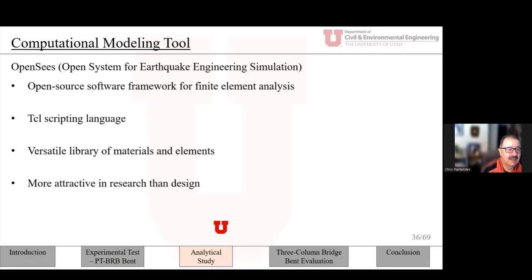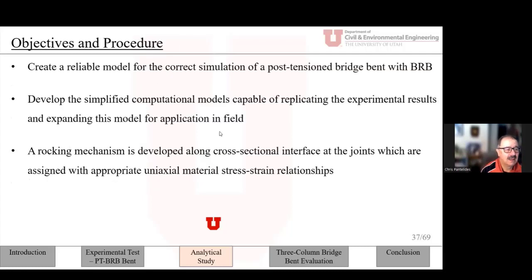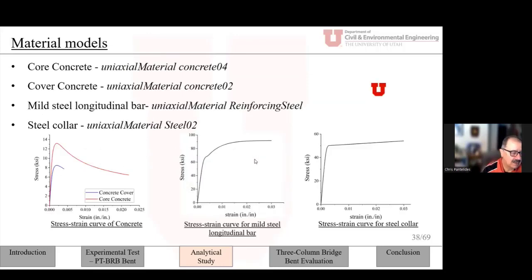So we start out with the concrete. We have a core and the cover. We have mild steel, and then we have the steel collar. In addition, we try to simulate the post-tensioning bars. Most people use monotonic models; we try to do a cyclic model, and you can see the information here. As far as the BRB, we modeled it using a uniaxial material, and we have done some experiments in the lab. These are uniaxial tests, which helped us better develop the elongation characteristics as well as the energy dissipation.